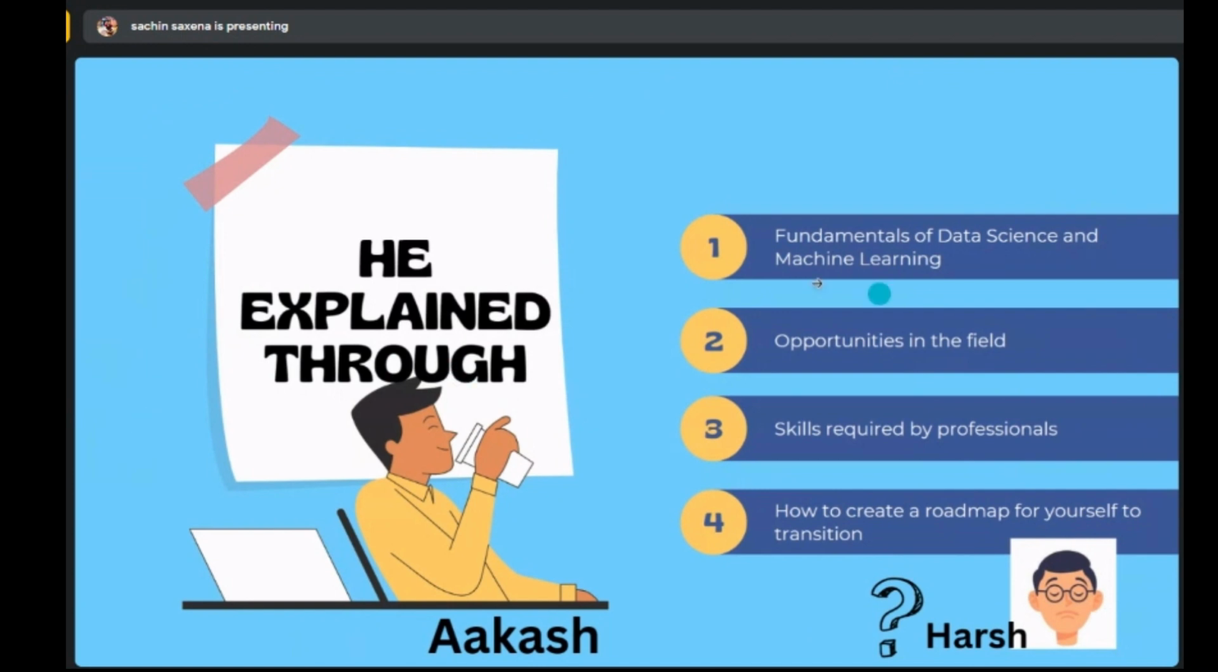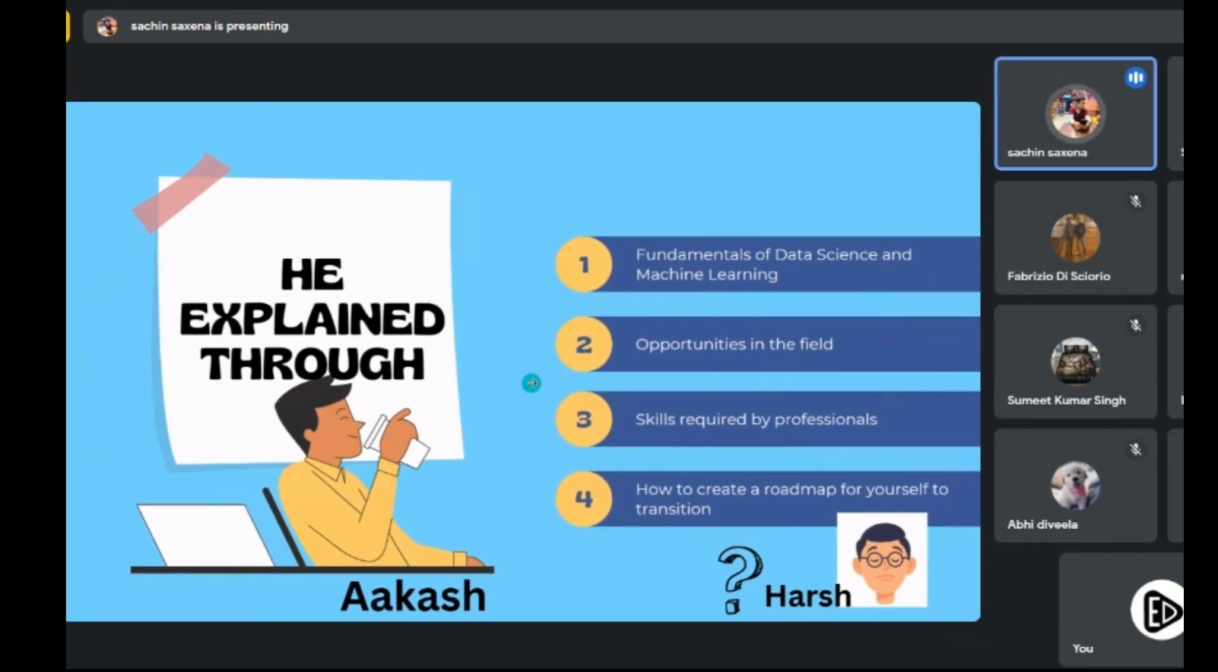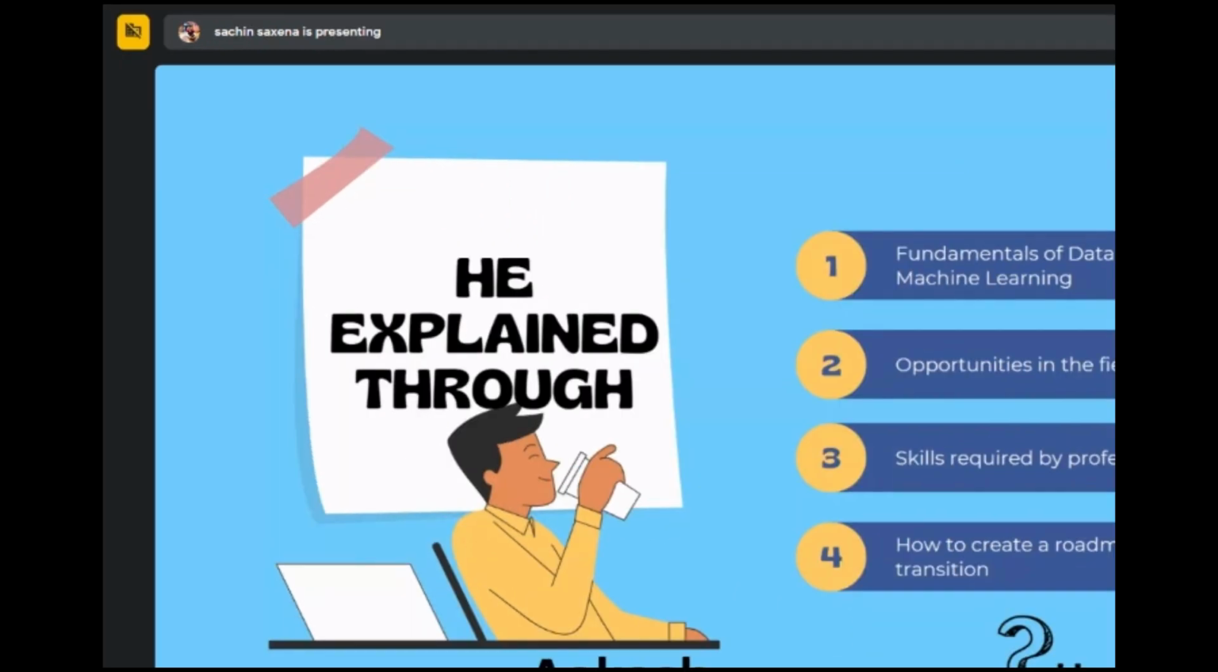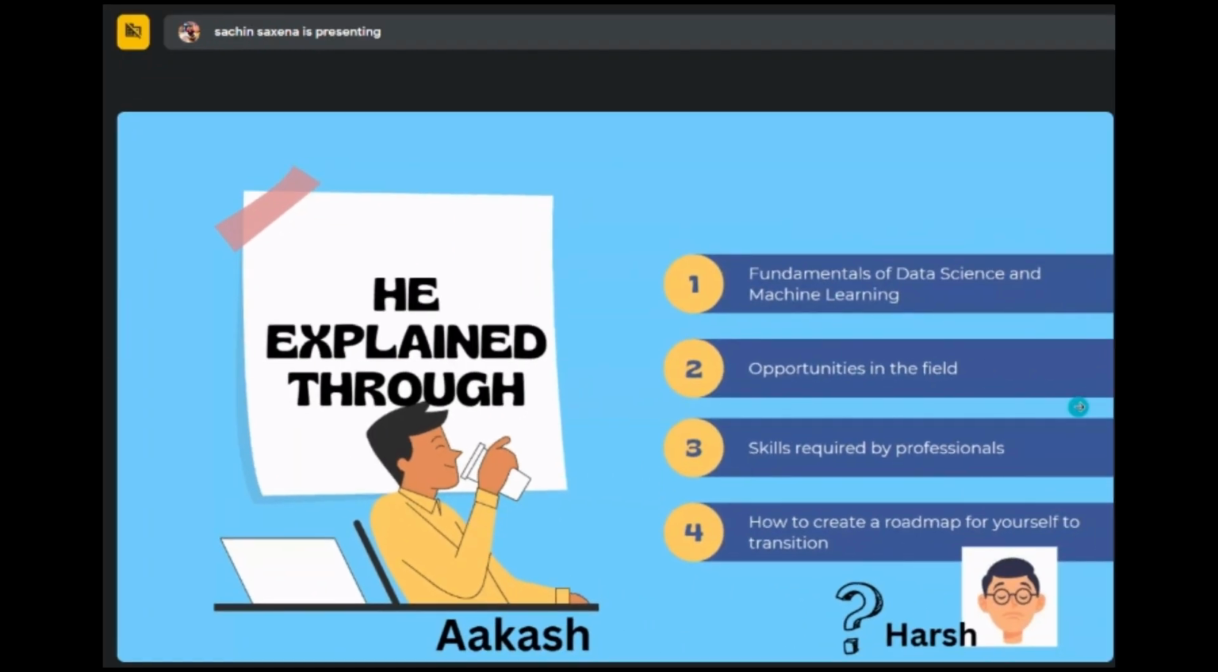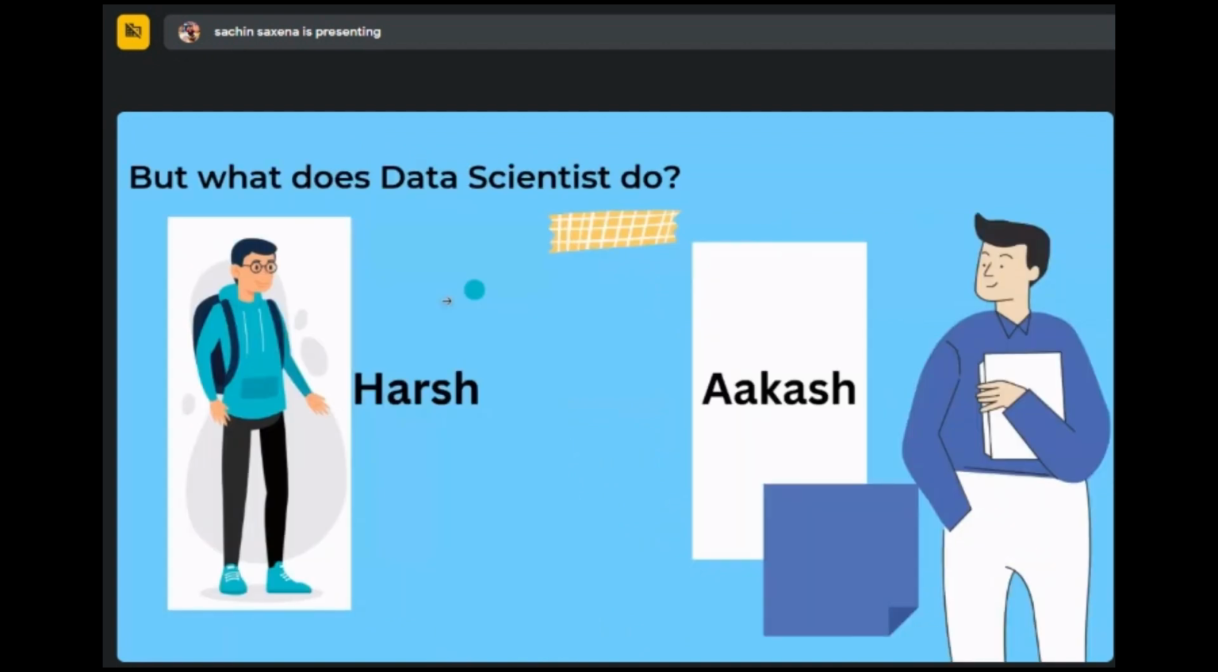Before going through the fundamentals, I'll explain data science and machine learning opportunities in the field, the skills required for this profession, and how to create a roadmap for this milestone. So Harsh was very happy that he could go through this entire journey and find his solution here. All right. But before moving ahead, Harsh asked Akash, what does a data scientist do?